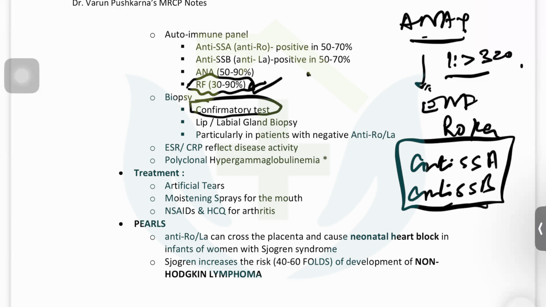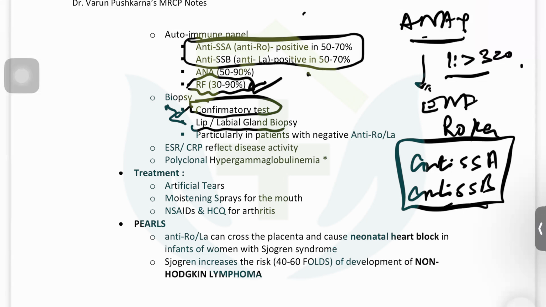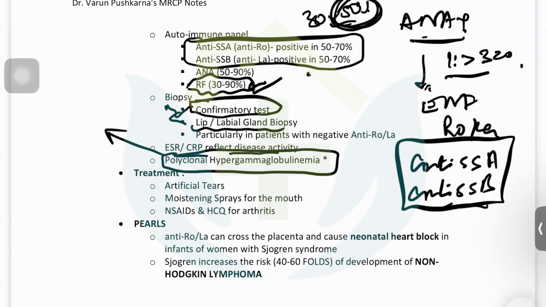The confirmatory test is a biopsy taken from the lips or from the labia, particularly in patients who have negative antibodies. There are about 30 to 50% of patients, almost half of the patients, who may have negative anti-SSA and anti-SSB, but remember, it can be a clinical diagnosis that you can prove with the help of a lip biopsy. ESR and CRP will reflect disease activity, and many times a patient who was being evaluated on the lines of multiple myeloma may actually have Sjogren syndrome.